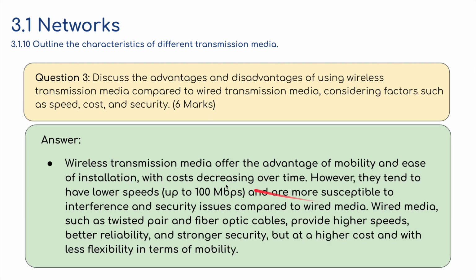Okay, and then finally, wireless transmission media offers the advantage of mobility and ease of installation, with cost decreasing over time. However, they tend to have lower speeds, up to 100 megabits per second, and are more susceptible to interference and security issues compared to wired media. Wired media, such as twisted pairs and fiber optic cables, provide high speeds, better reliability, and stronger security. But they do come with a higher cost and with less flexibility in terms of mobility.